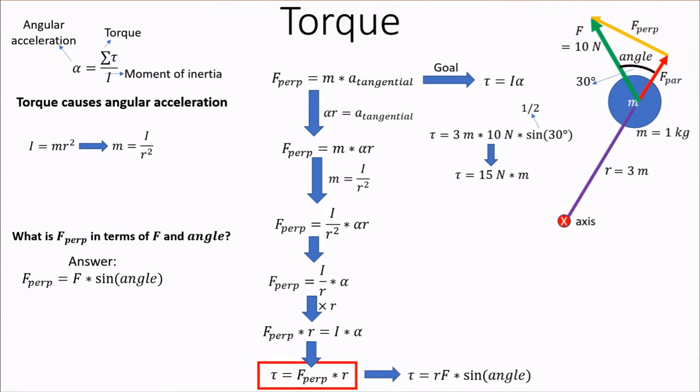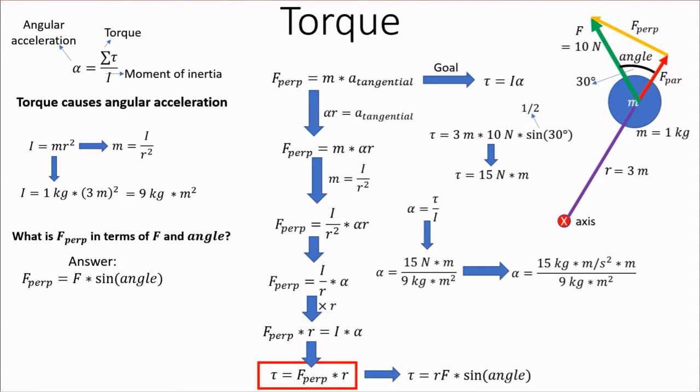Now, what is the angular acceleration? Well, angular acceleration is the torque divided by the rotational inertia. So let's first compute the rotational inertia. I equals the mass times r squared, so we have 1 kilogram times 3 meters squared, so we get 9 kilogram meters squared. So the angular acceleration is 15 Newton meters of torque divided by 9 kilogram meters squared of rotational inertia. The units of a Newton are actually a kilogram meter per second squared, so we can write this equation. Many of the units cancel, and our answer is 1.67 per second squared. That is our angular acceleration.